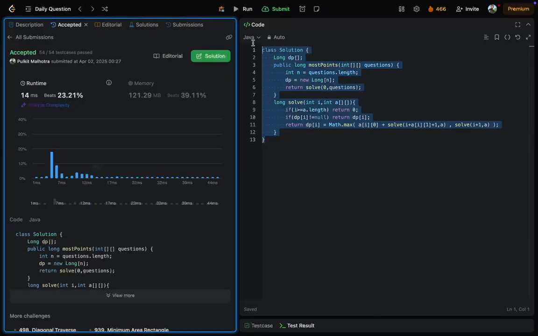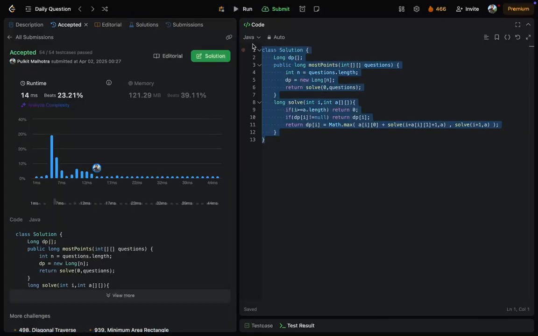The time complexity in this case is order of n, because we are visiting a cell only once and an index only once. Time complexity is order of n. What about space? Space is also order of n.